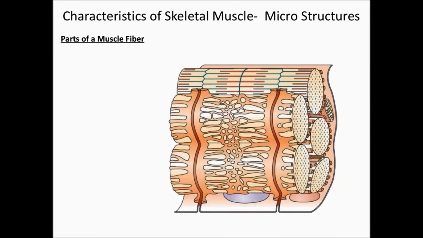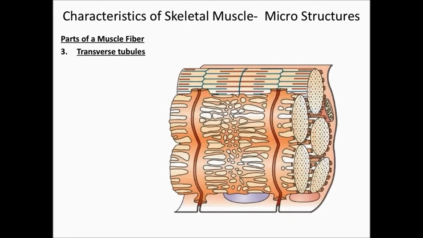The next microstructure of a muscle fiber is an invagination of the sarcolemma, called the transverse tubule. So here's the sarcolemma, and you can see that the sarcolemma starts to turn inward on itself, forming a tubule or a passageway. This is the T-tubule.